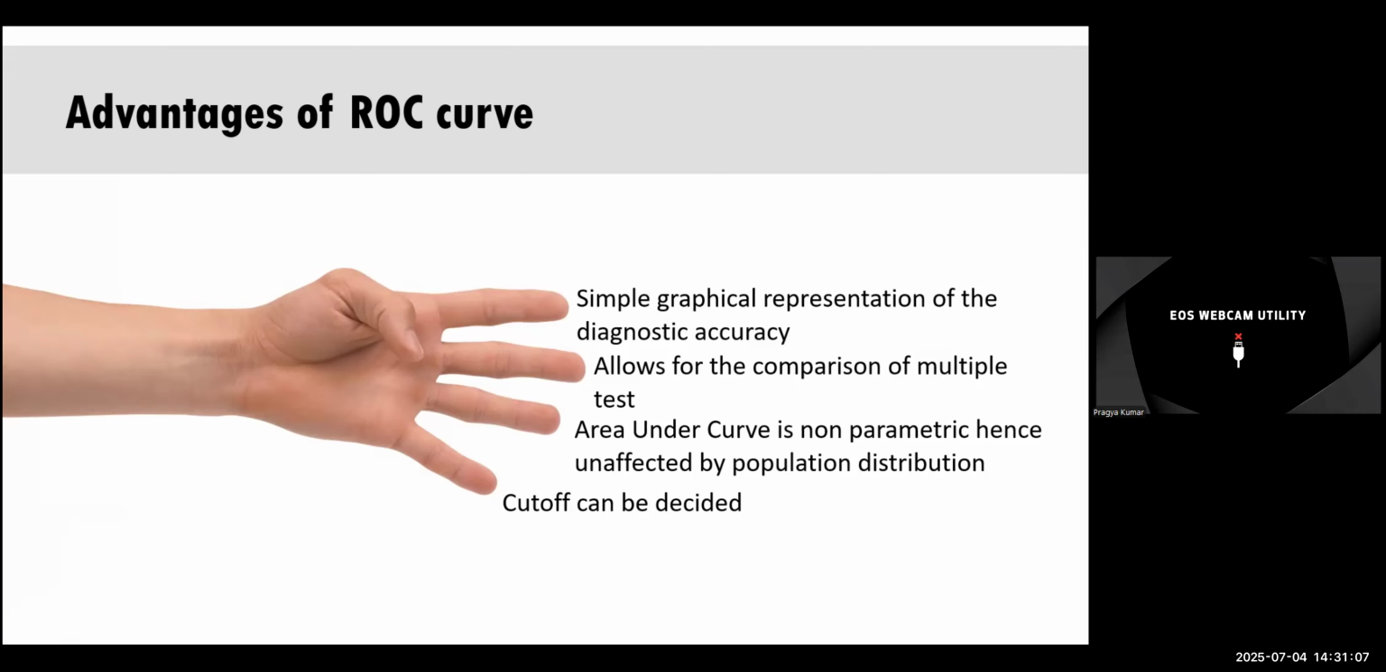Again, you calculate something known as the area under the curve. That is the value which the software gives us. So this area under the curve is non-parametric and it is unaffected by the population parameter. So you don't need to check for the normality of the data, and it works well even if the data is non-parametric, non-normal. And you can decide the cutoff.